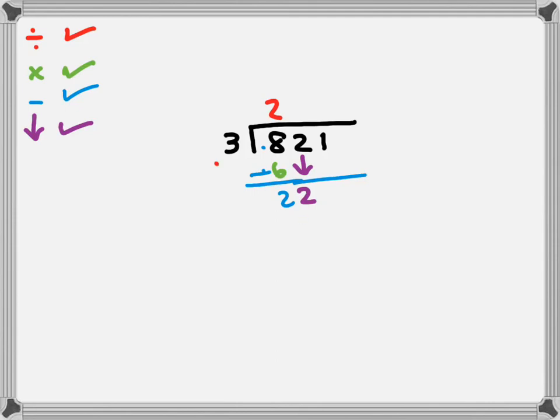3 into 22. What's the closest it can get? 7 times 3. Hey, that's 21. So we'll say 7 times. Now we're going to times 7 by 3. 7 by 3 is 21.